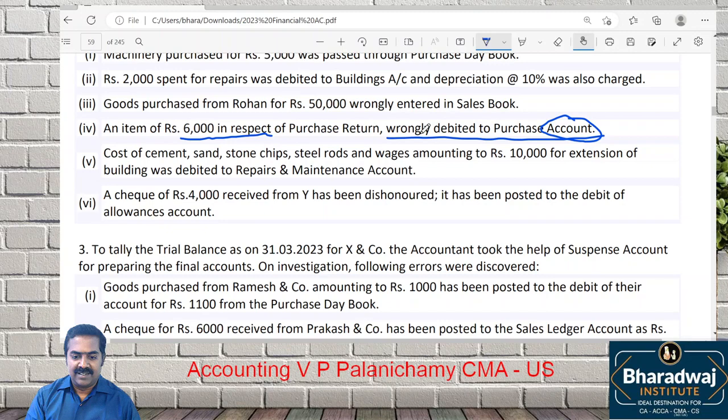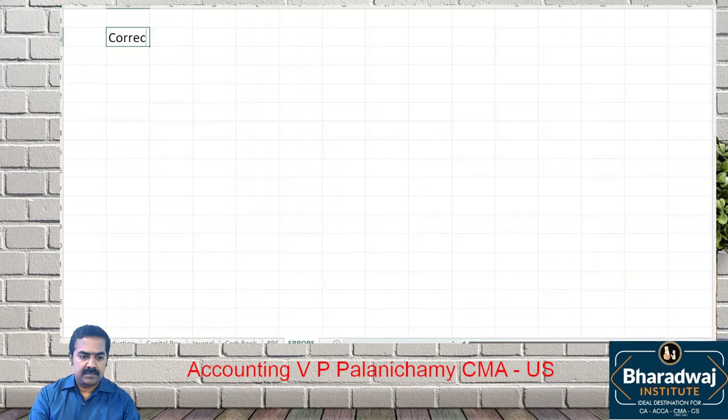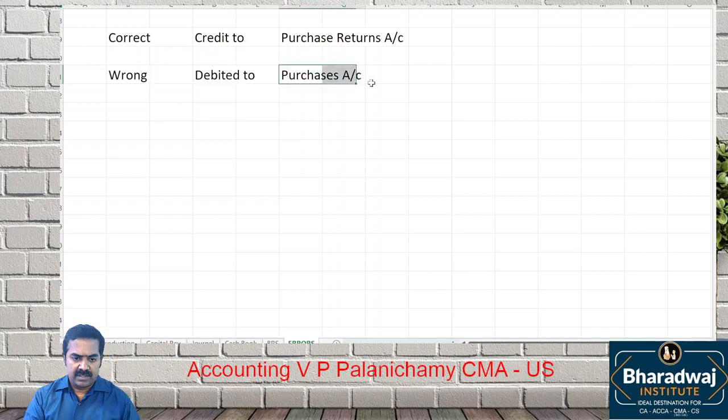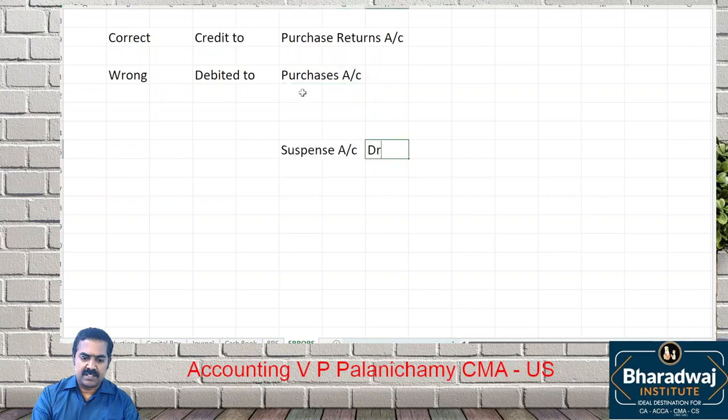What is the correct treatment? We should have credited to which account? Purchase returns account. But what is the wrong thing we have done? Debited to which account? Purchases account. How to rectify this? It's a mistake only in that account. So what is the thing you have to do? Suspense account debit to purchases account to purchase returns account.